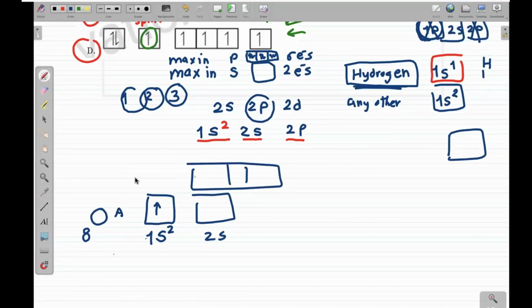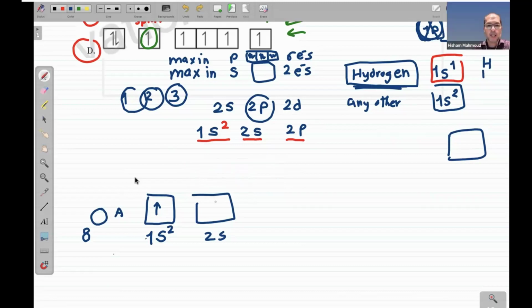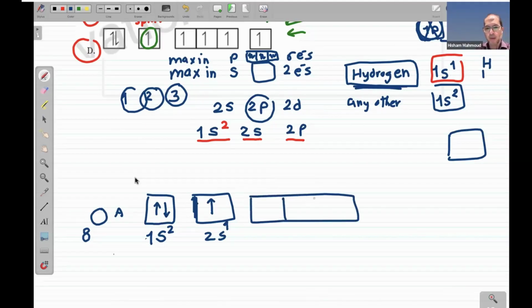Then in the 2s, it must be two electrons also. Don't write one electron, it's not hydrogen, it's oxygen. Any element other than hydrogen, I will put two electrons. This is 1s2, and then I go for the other one. The other one is 2s2, if you remember. I can draw the arrows like that, or I can draw half arrows. Let's do it like the book. The book always makes the half arrow. So I will draw the half arrows, the two electrons together.